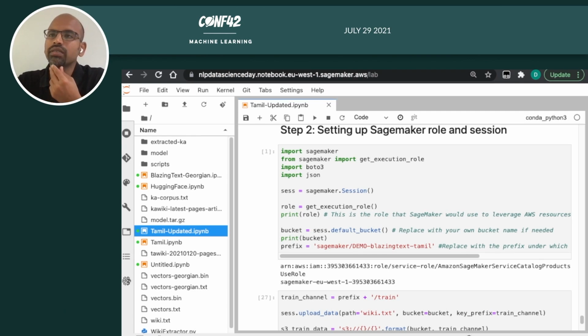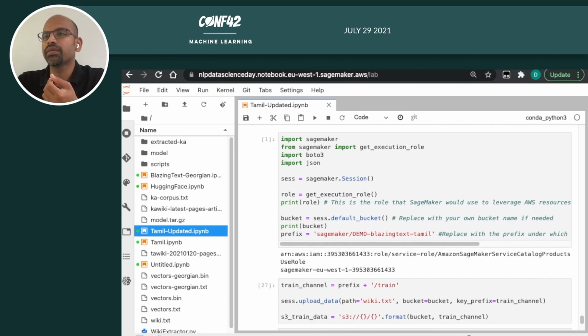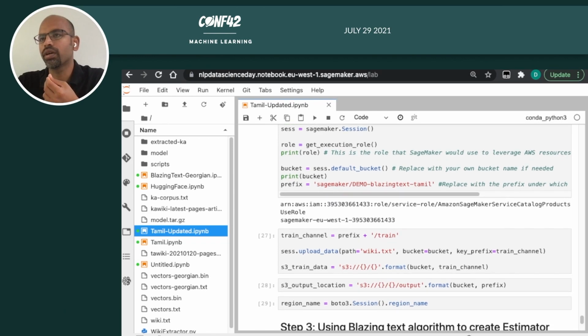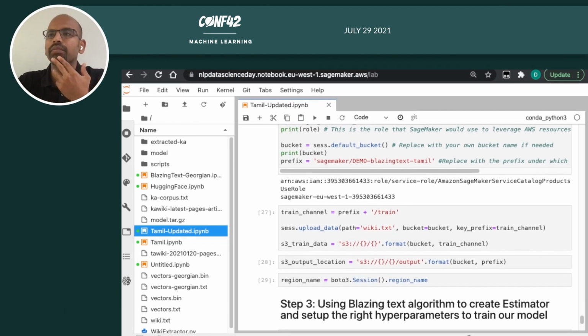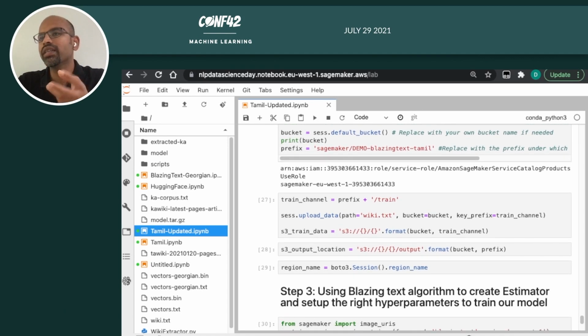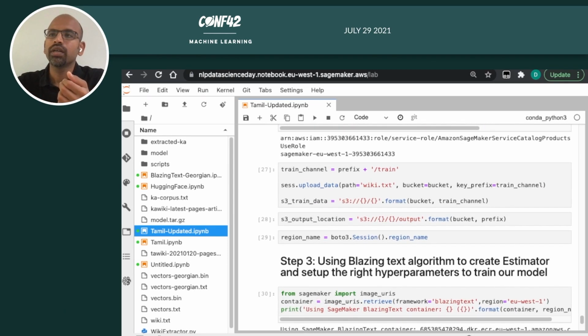We are importing the SageMaker SDK. We are creating a SageMaker session, and we are creating a default bucket that we will use for this particular training purpose. Now, what we are doing is we are uploading the data. So the cleansed data that we now have got after running that wiki extractor.py is what is now being pushed to the bucket. And we are also setting the output location for S3.